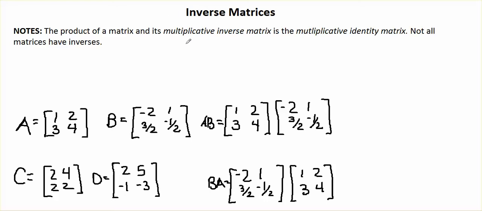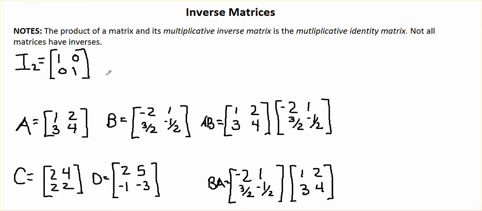So let's define the multiplicative identity matrix first. The identity matrix is always denoted by the letter I, and it's always a square matrix. A square matrix is a matrix that has the same number of rows and columns. It always has a subscript, and that defines the number of rows and columns for that matrix. What tells you that it's the identity matrix is that it has ones across its main diagonal and zeros everywhere else.